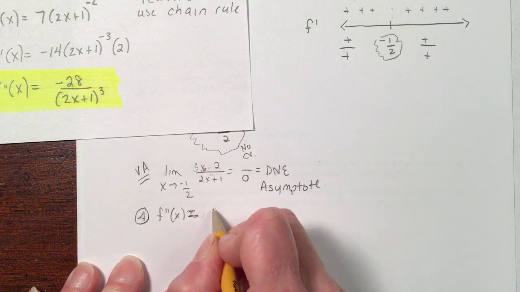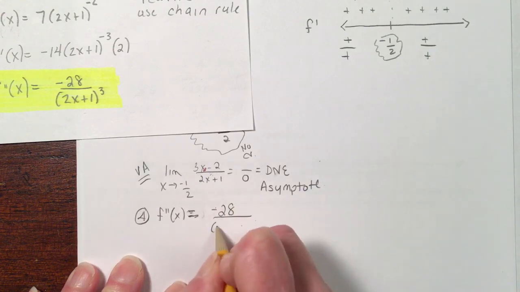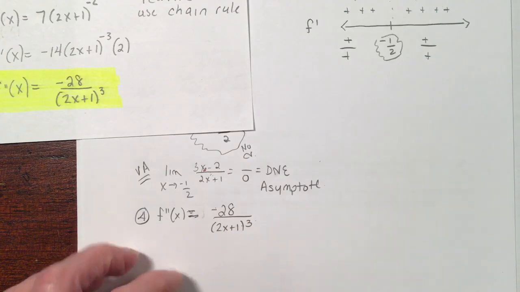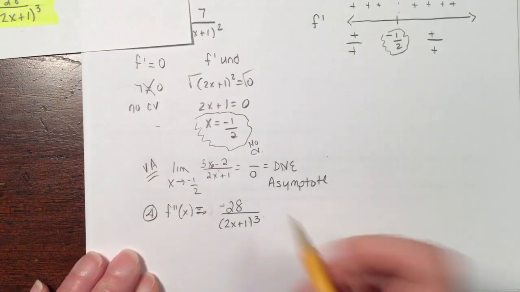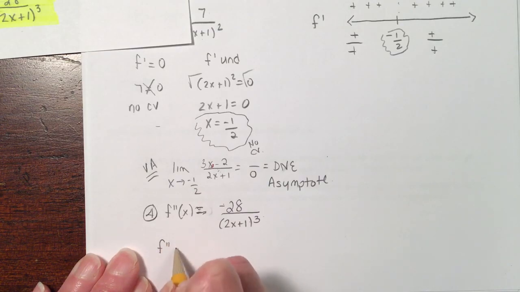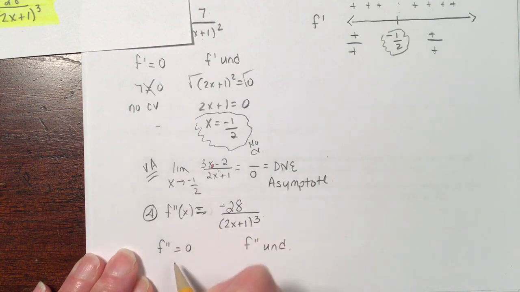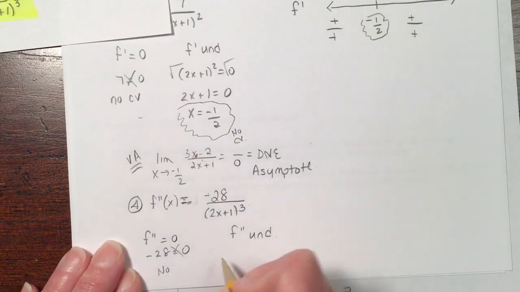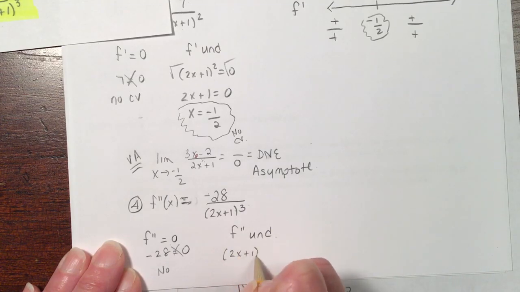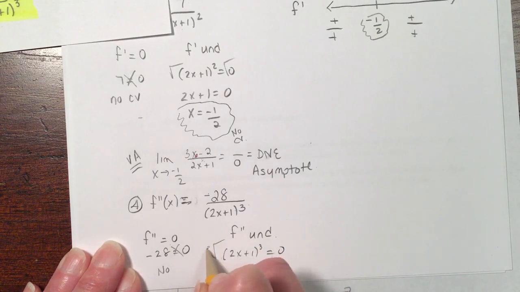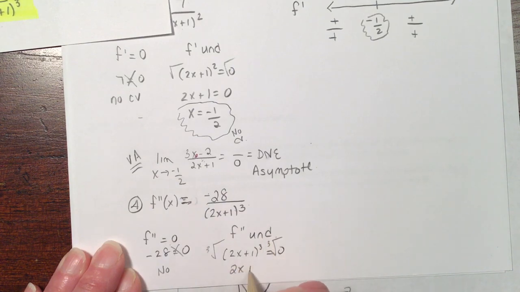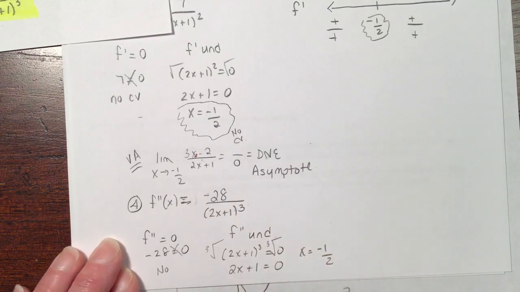So now that we know our second derivative, negative 28 over (2x plus 1) cubed, we have to go through the same steps. It's a rational function: f double prime equal to 0, f double prime undefined. Well, this function is equal to 0 when the numerator is equal to 0, and clearly that doesn't happen. This function is undefined when the denominator is 0. Take the cube root of each side. So the second derivative is undefined at x equals negative 1/2.